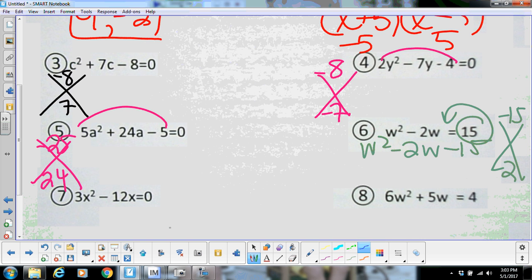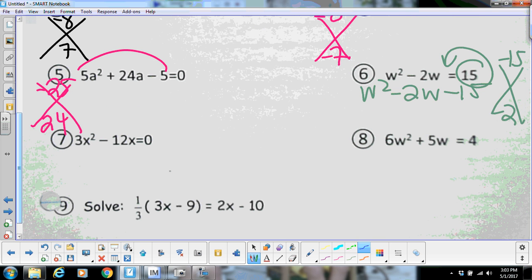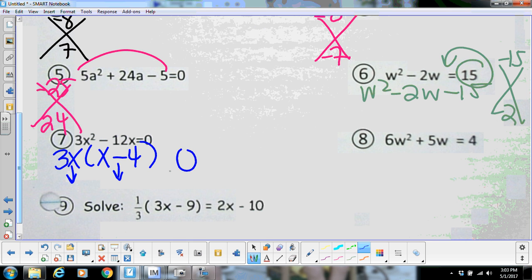All right, so I'll work out 7 and 8. 7, it's going to be a GCF problem, so I'm going to factor out my 3x. And that makes my answers 0 and 4.